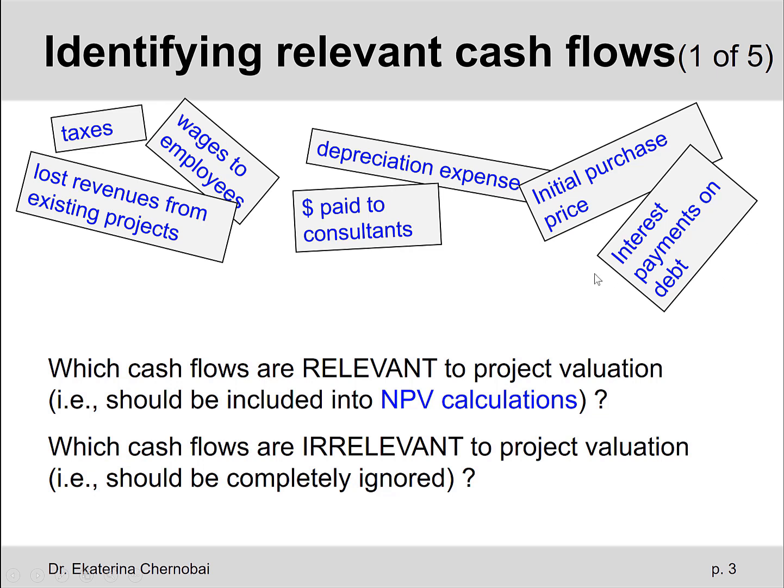So interest payments on debt and the money that has already been paid, like paid to consultants or maybe research and development, are the 2 cash flows that we are going to treat as irrelevant to project valuation.